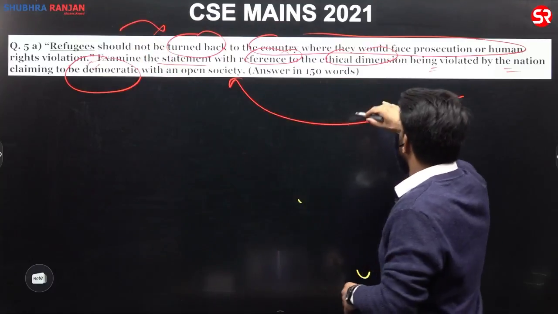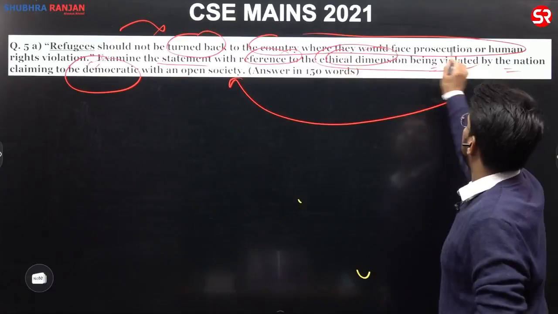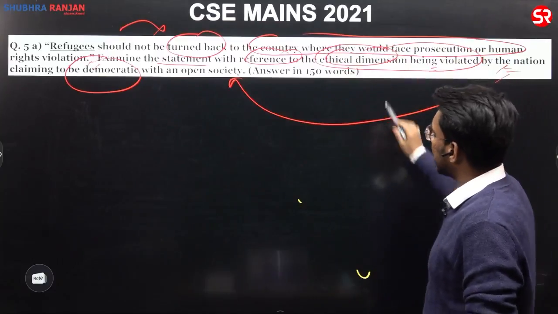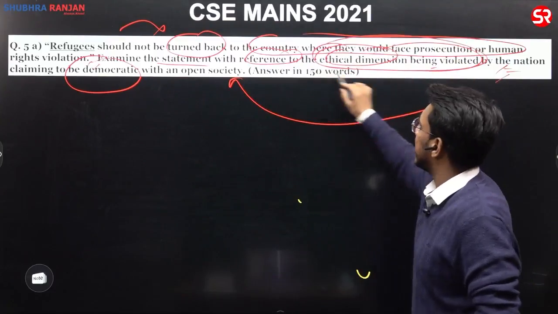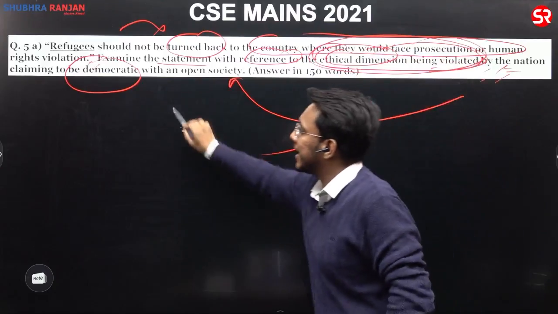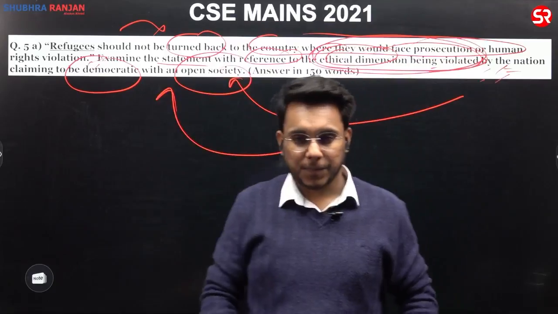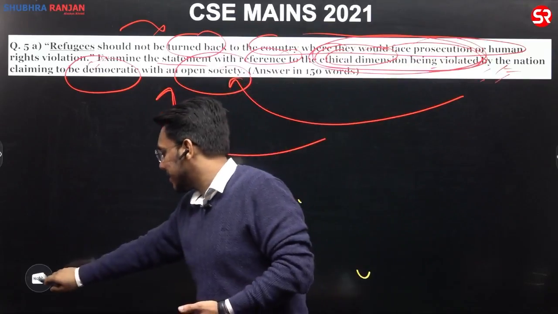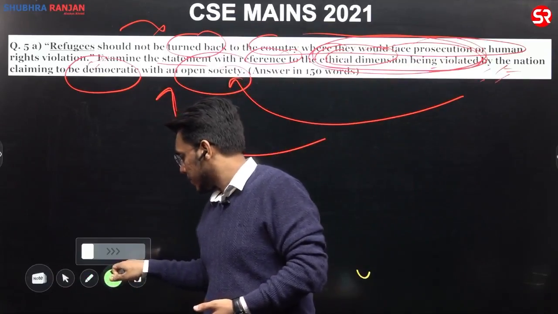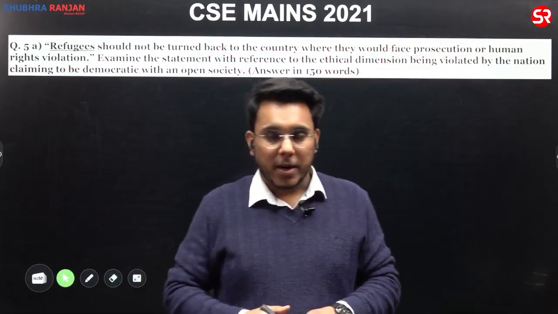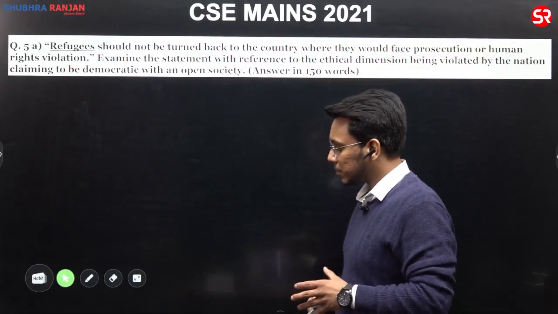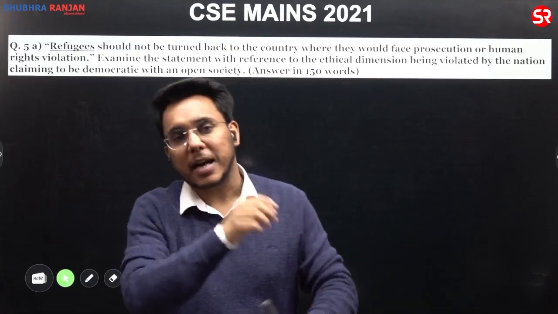So the question is about the ethical dimensions that are being violated by the nations which are claiming to be democratic and which claim to be an open society. So what is happening here? Let's see this.